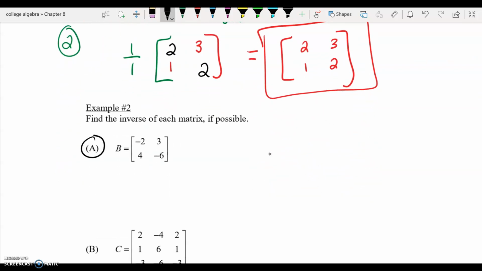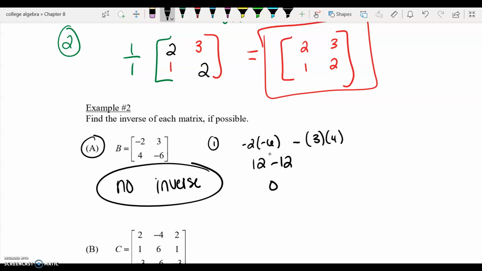So A right here. Step 1, find your determinant. So I would do -2 times -6 minus 3 times 4. That would be 12 minus 12, which would be 0. If your determinant is 0, there is no inverse, and you can stop right there.